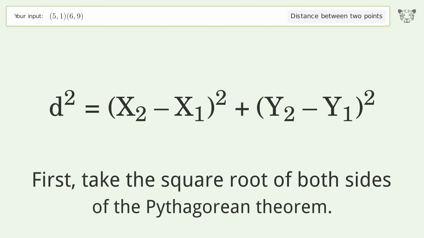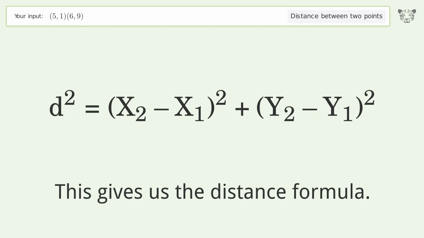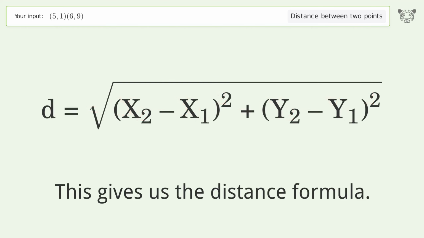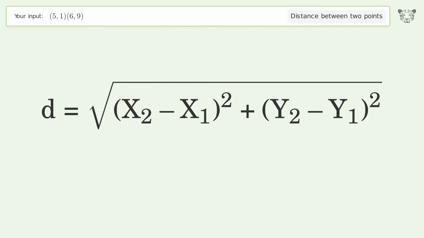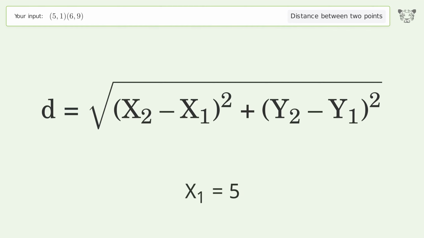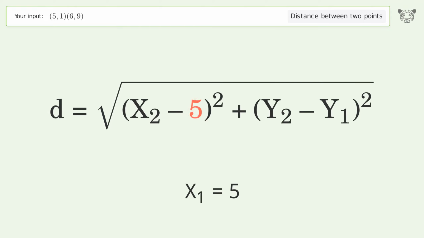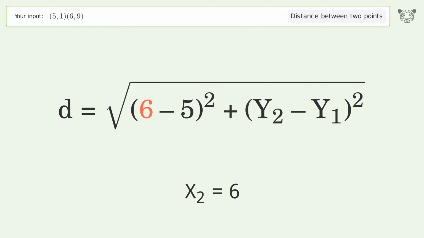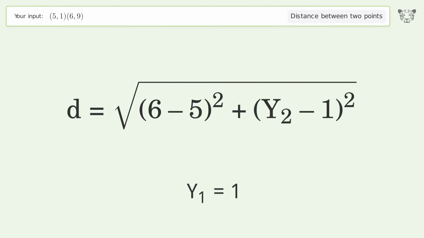First, take the square root of both sides of the Pythagorean theorem. This gives us the distance formula. Plug the coordinates of the points into the formula. x1 equals 5. x2 equals 6. y1 equals 1. y2 equals 9.